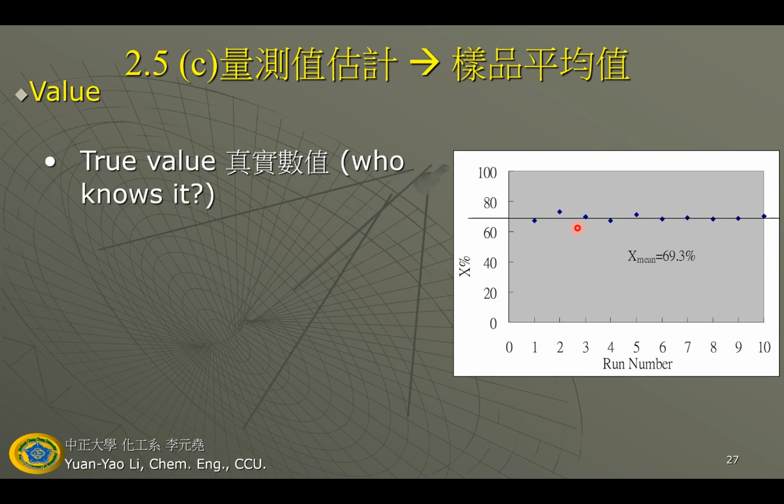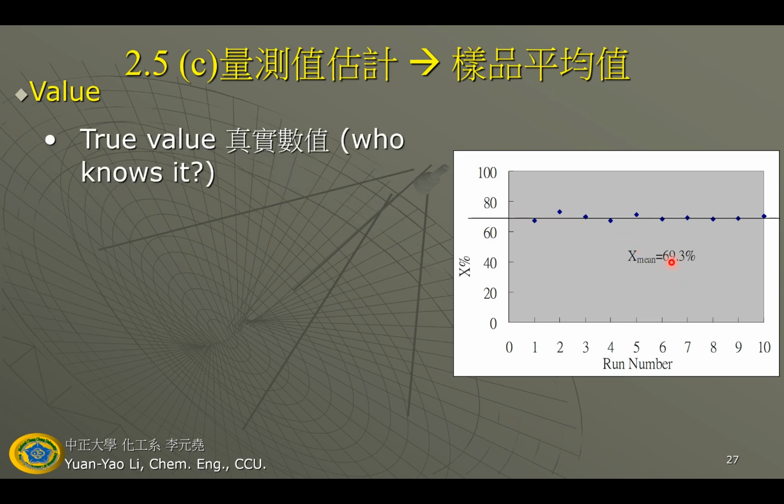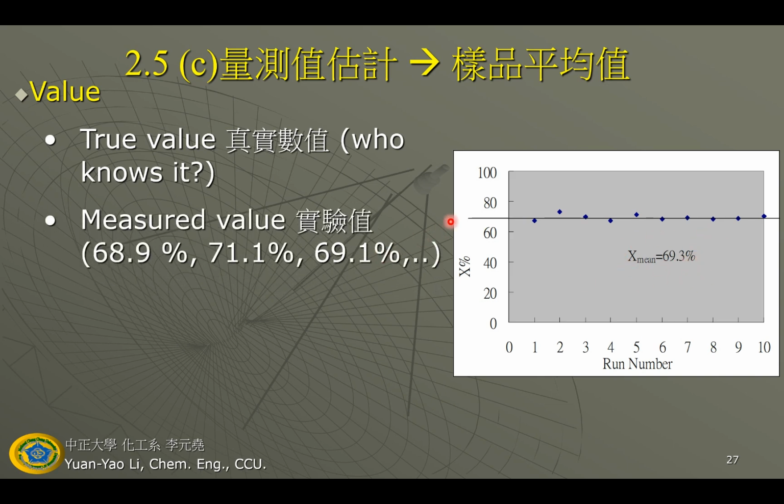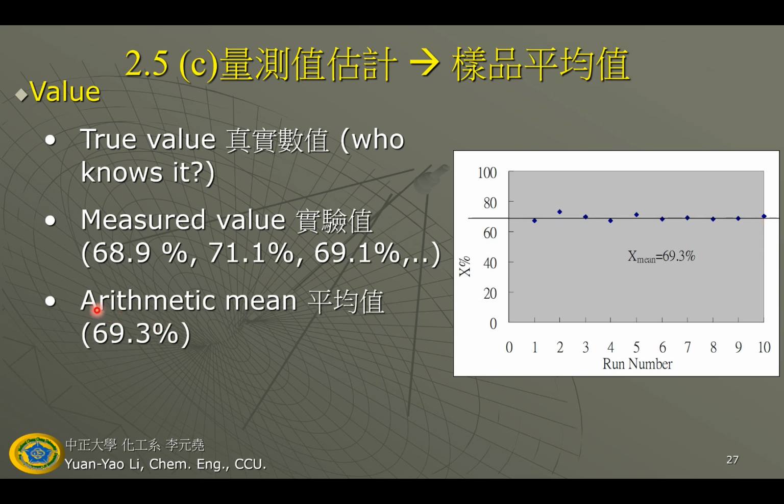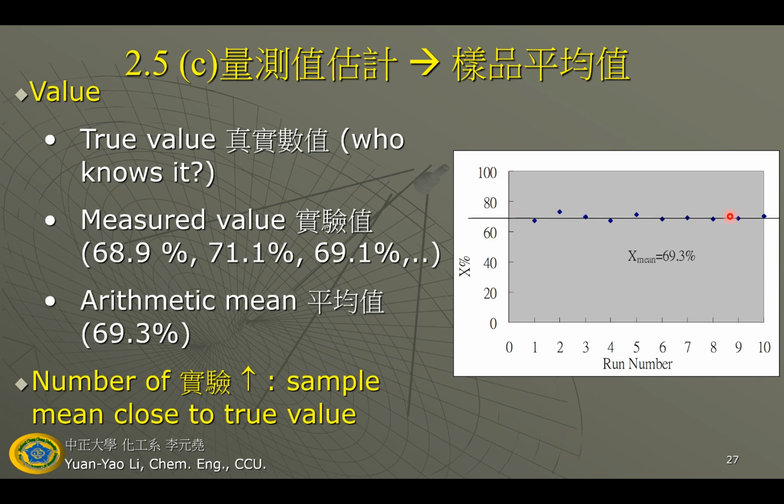Okay, simple. But what is the true value? Is this 69.3 the true value? No, it's only a kind of average, because nobody knows what is true. But 69.3 might be closer to the true value, right? So we can use the arithmetic mean to represent this data. However, if you run 20 times, 100 times, you will get more precise numbers. If you run more experiments, the sample mean gets closer to the true value.